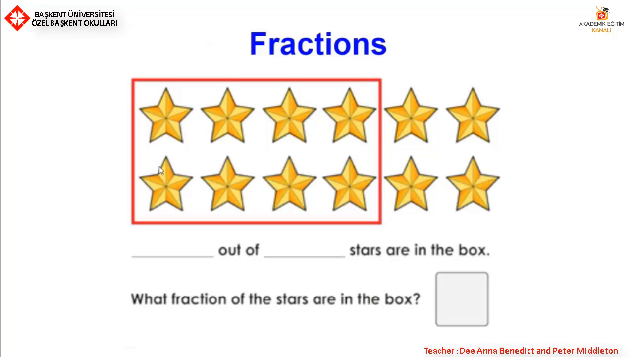And let's look at the stars here. Look at the stars in the rectangle box. How many stars are in the box, and how many stars are there altogether? So can you write this as a fraction, the number of stars that are in the box in comparison to the total? So let's look at this together. You can see that there's 1, 2, 3, 4, 5, 6, 7, 8 stars in the box, but there's 12 stars altogether. So 8 out of 12 stars are in the box.